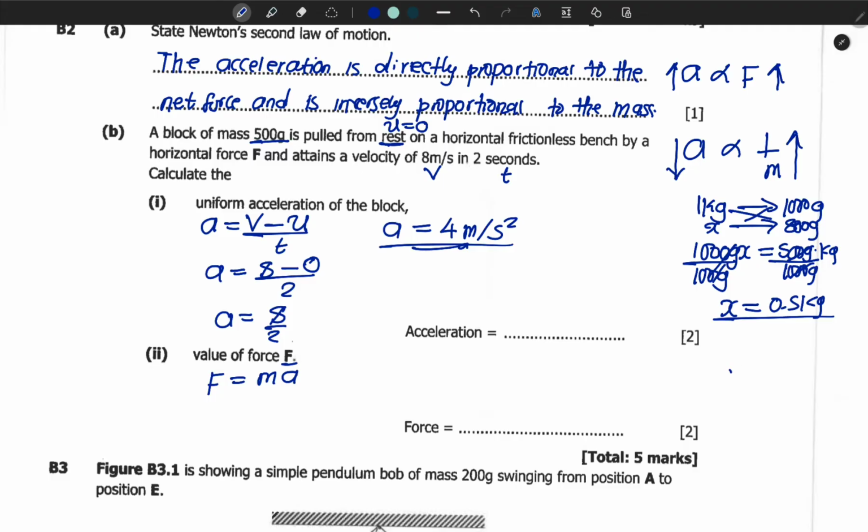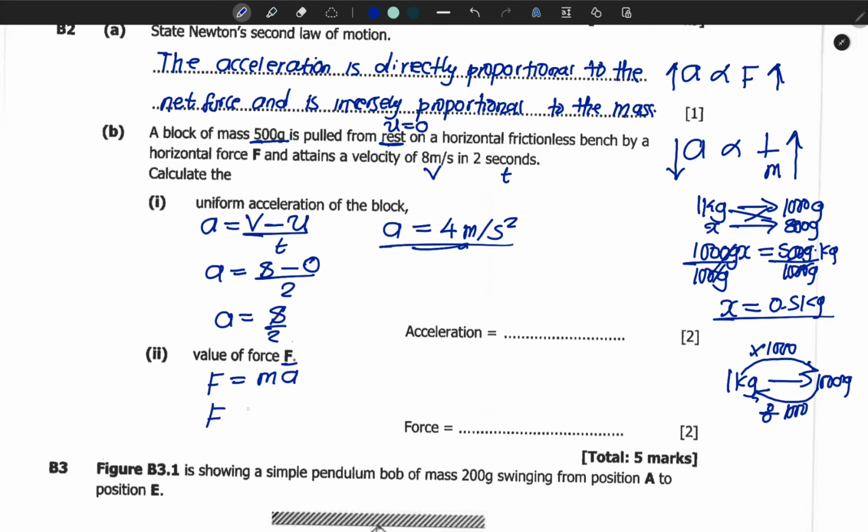So the simple way is 1 kg is equal to 1000 grams. So to change from kg into grams, multiply by 1000. Then from grams to kg, just divide by 1000.